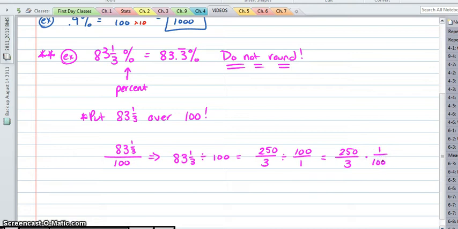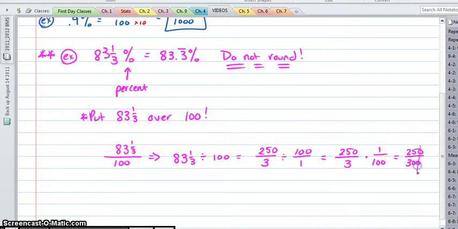So I'm going to change it to multiplication of 1/100th. This is not so bad because you multiply across. I could cross cancel now, but let me just show you what you get when you multiply across. You get 250 over 300. And this is a fraction that we can definitely simplify. This is not a problem to work with whatsoever.